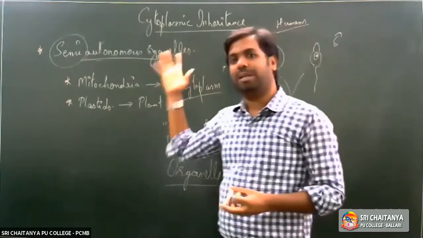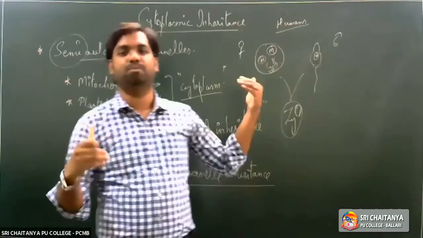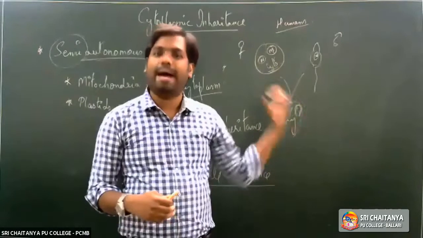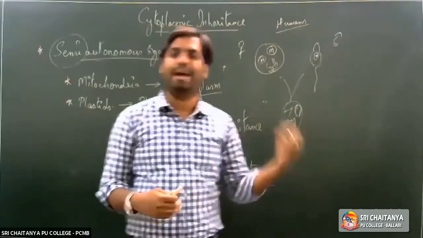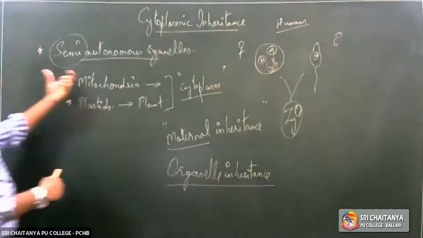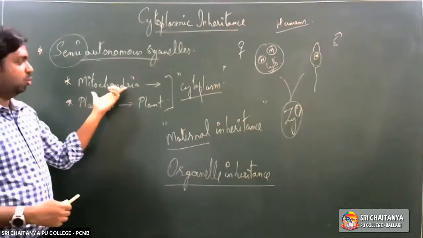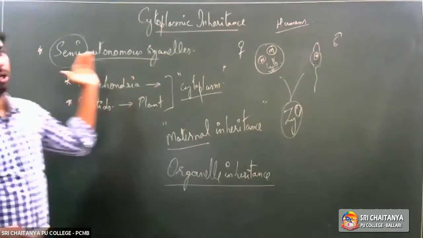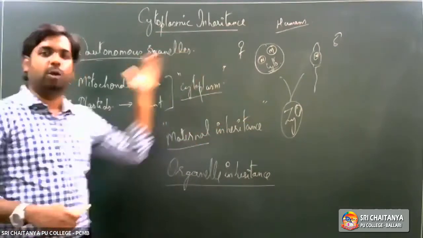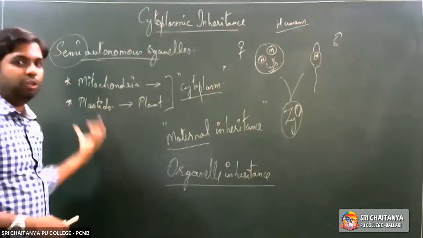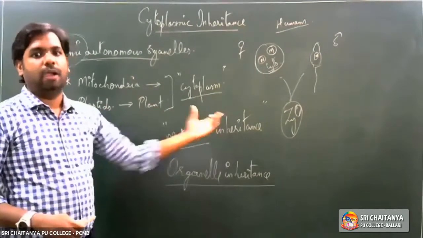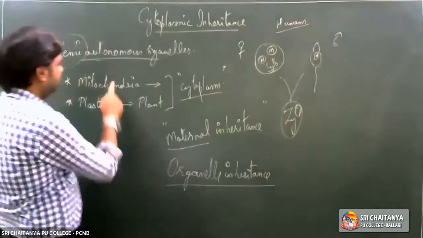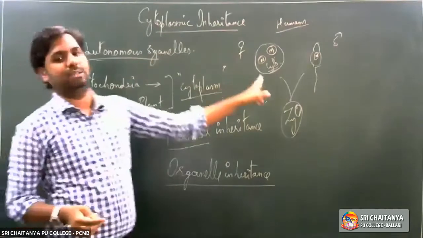So what exactly is cytoplasmic inheritance? Along with the nuclear genetic material, certain cellular organelles also have their own genetic material. Two cellular organelles are present which have their own genetic material. One is the mitochondria as well as the plastid. Since they have their own genetic material, we start calling them semi-autonomous organelles. Right. Now, since they have their own genetic material, and since these two organelles are present in the cytoplasm, during the process of gamete formation and fertilization, the mitochondria and plastids both are present in the cytoplasm, right?